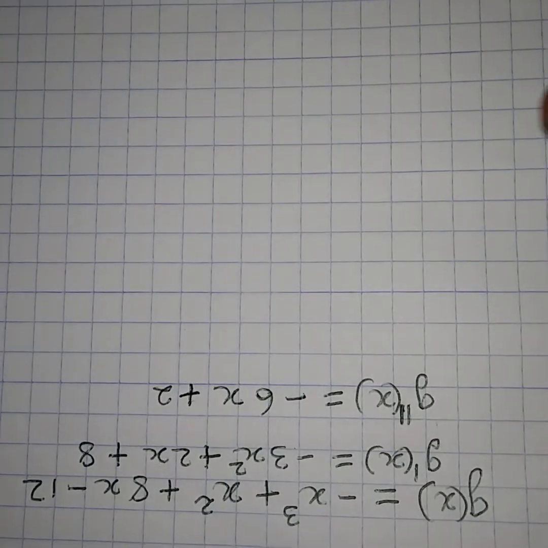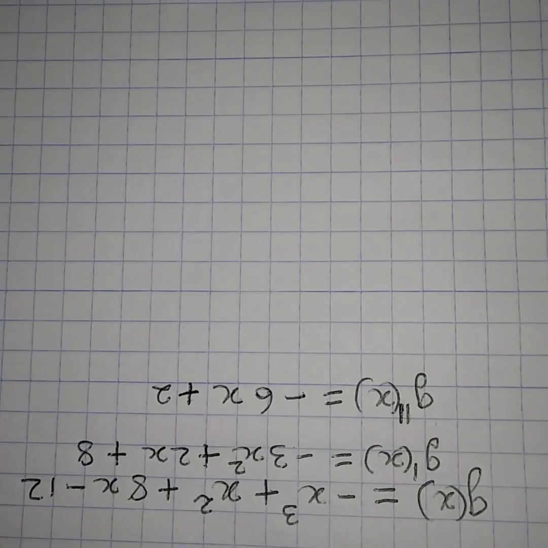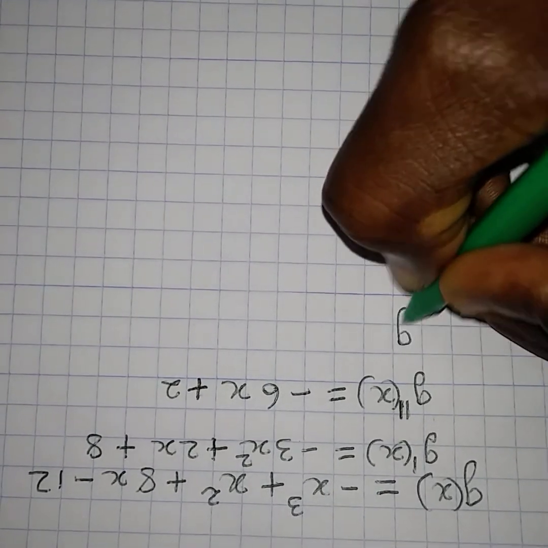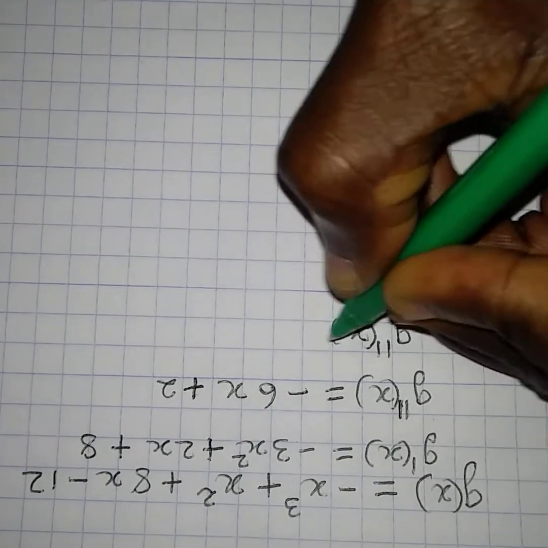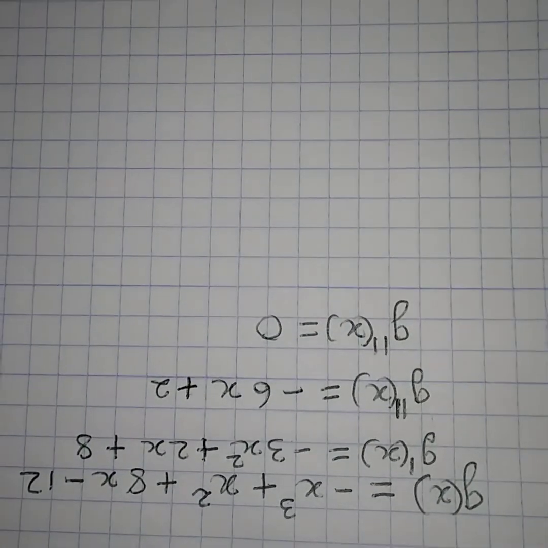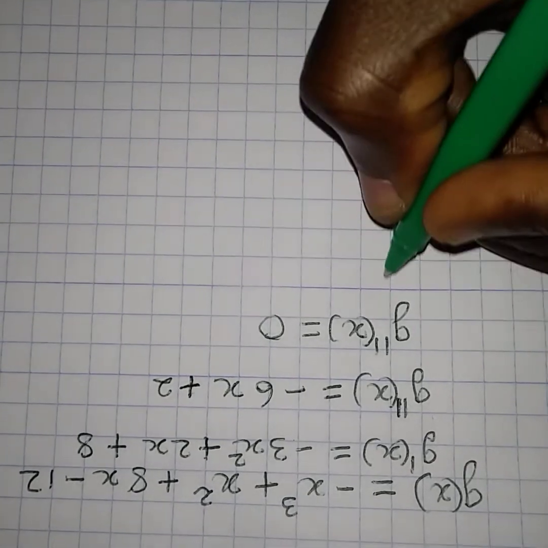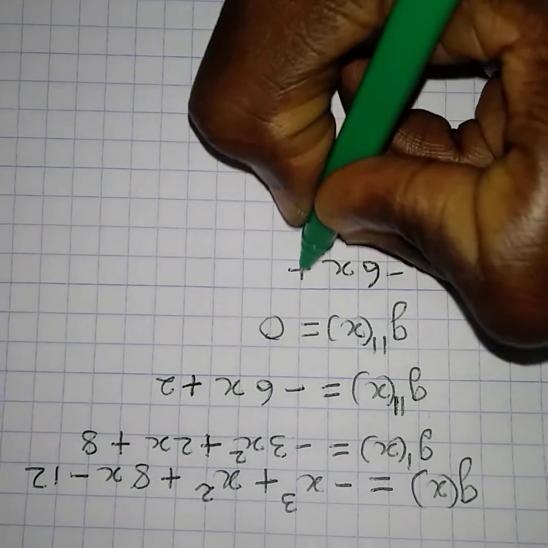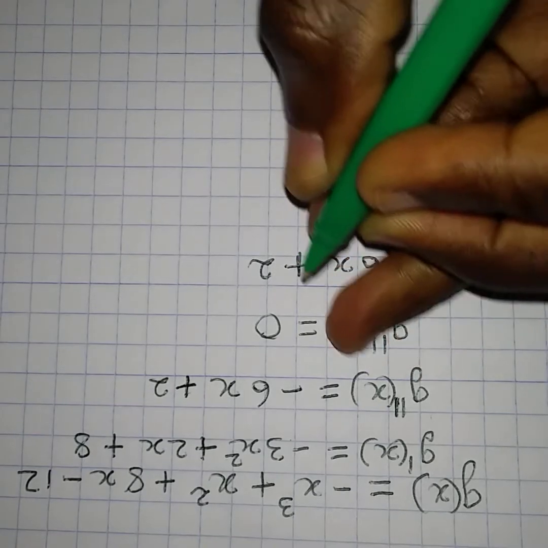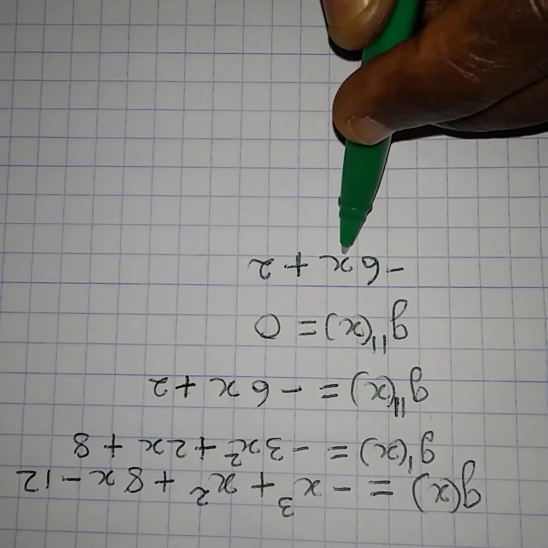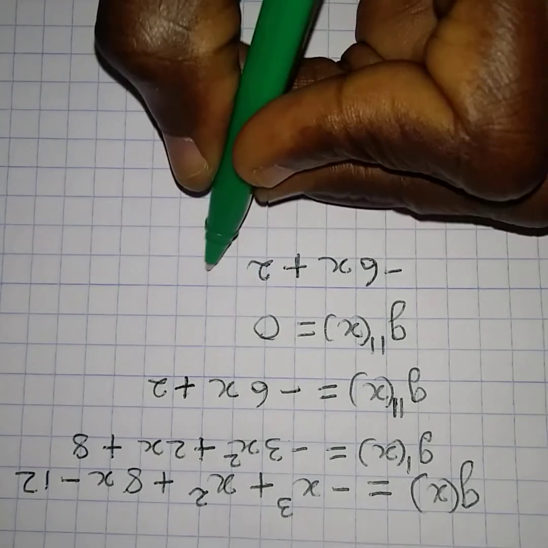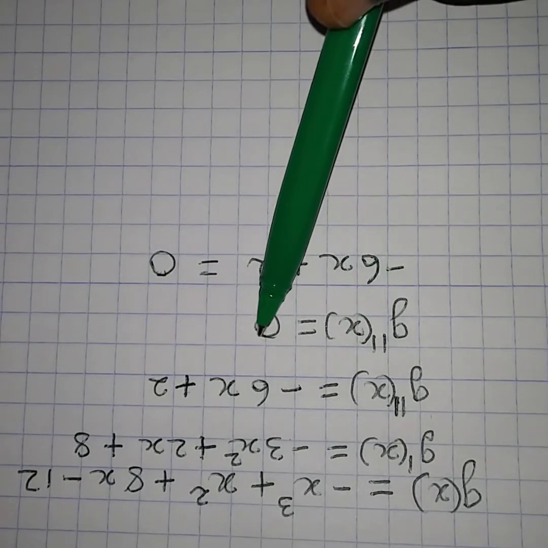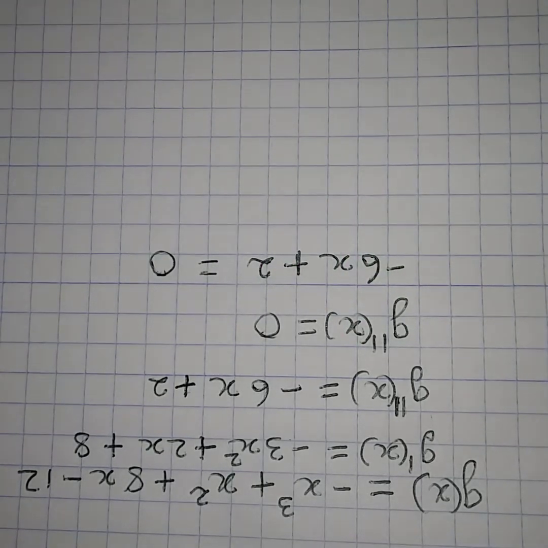So that's gone. But for us to look at the x coordinate of the point of inflection, we need to say our second derivative is equal to 0. So what is our second derivative? Our second derivative is minus 6x plus 2. So if our second derivative is minus 6x plus 2, then we can equally say that it is also equal to 0.